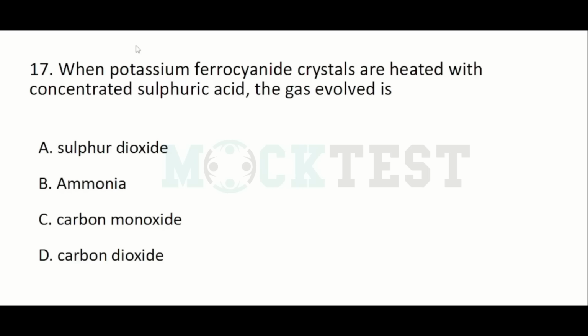When potassium ferrocyanide crystals are heated with concentrated sulfuric acid, the gas evolved is option A, sulfur dioxide, option B, ammonia, option C, carbon monoxide, option D, carbon dioxide. The gas evolved is carbon monoxide. Answer is option C, carbon monoxide.